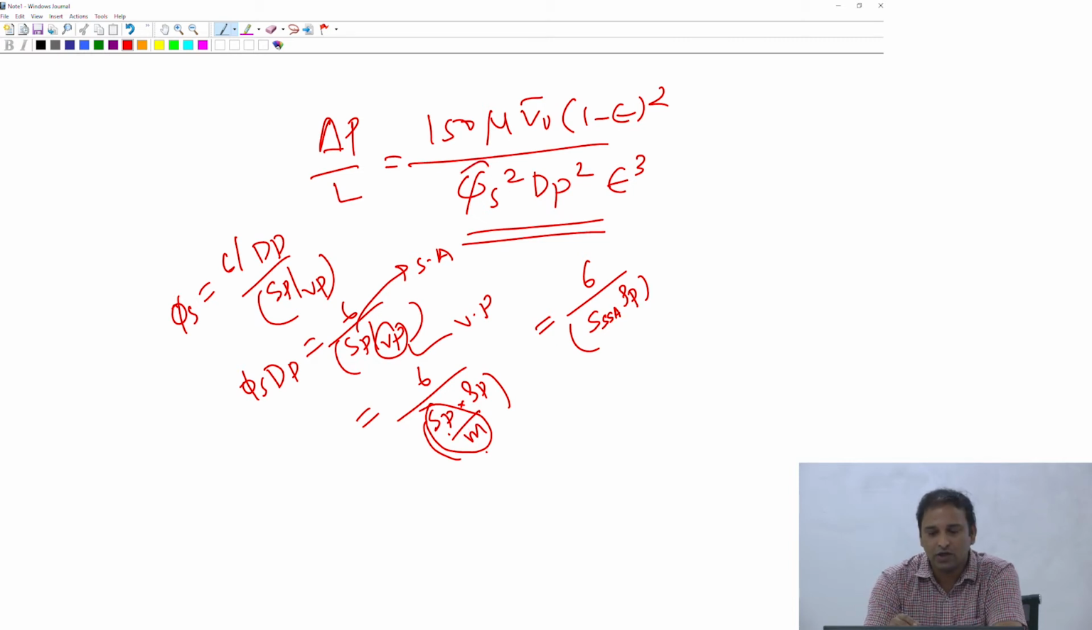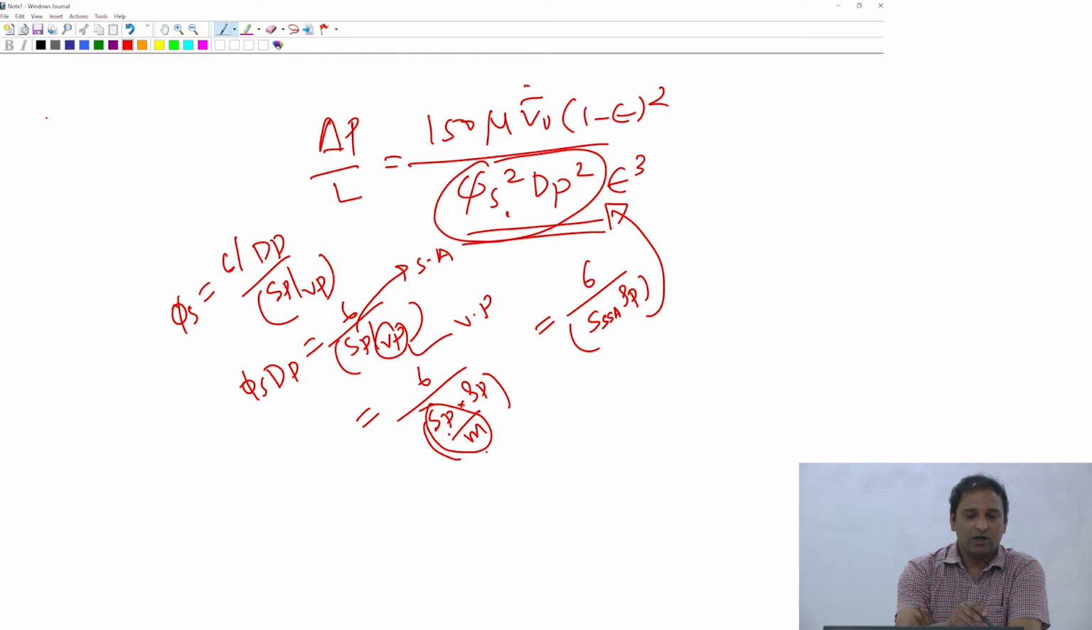So all you're doing is, instead of phi s square into dp square, I'm expressing that in terms of the density of the particle and the specific surface area. Again I can plug it back into this equation. Once I do that, if I were to do a similar experiment, of course I can think about this V naught.